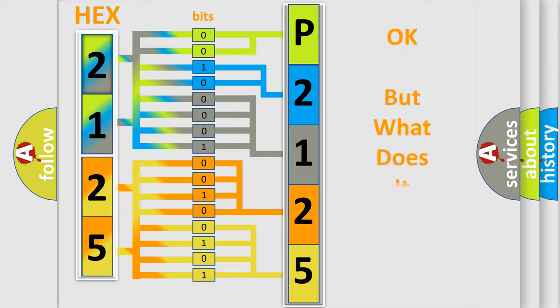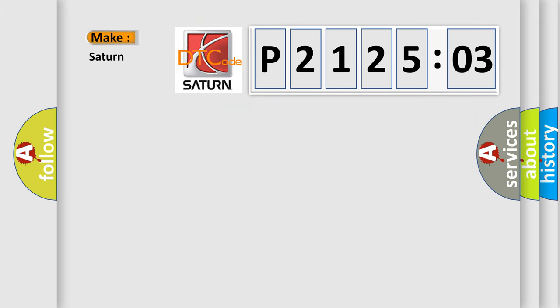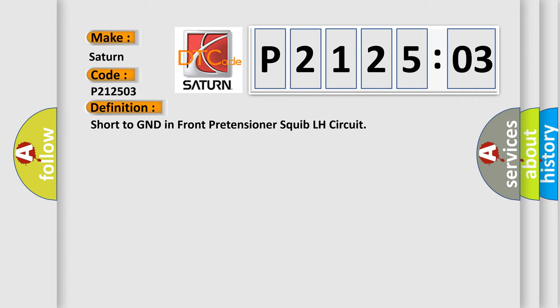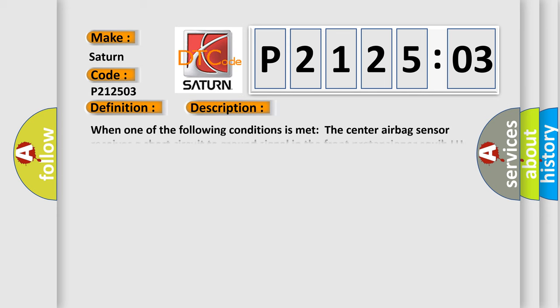The number itself does not make sense to us if we cannot assign information to what it actually expresses. So, what does the Diagnostic Trouble Code P2125-03 interpret specifically for Saturn car manufacturers? The basic definition is short to GND in front Pretensioner Squib LH circuit. And now this is a short description of this DTC code.